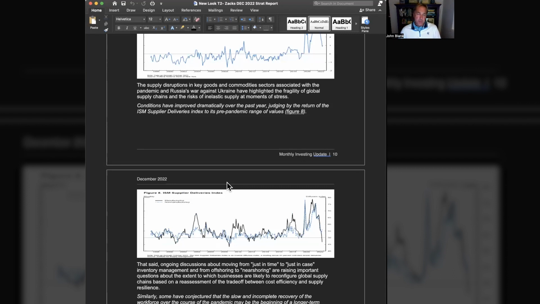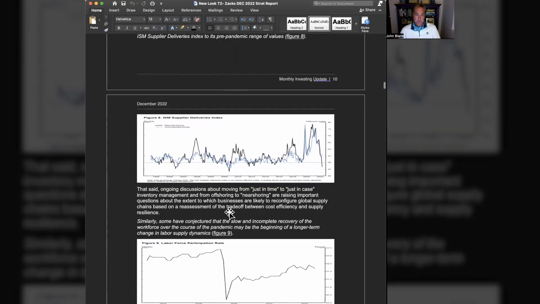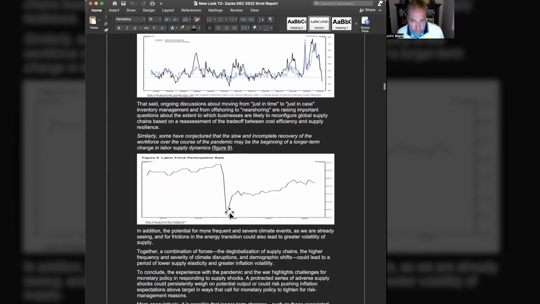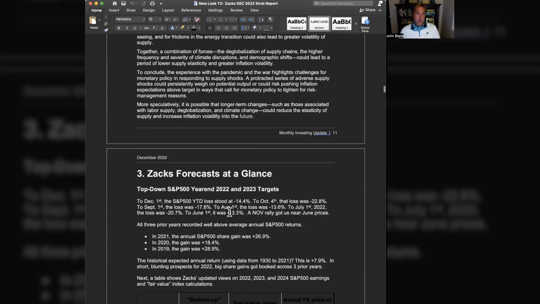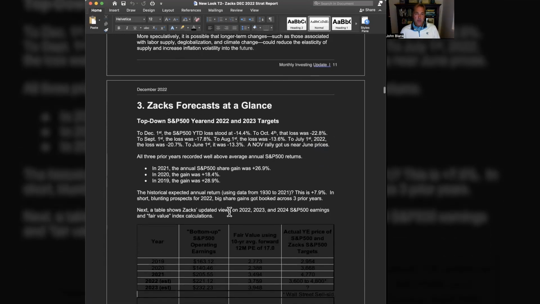By the way, I produce and handle in this report the ISM, and I have a formal agreement with ISM to put it in my report, and I'm grateful for that. I use that because I think ISM is critical for forward-looking work. It goes in the economics part of this review. Okay, then we got labor force participation, and then, of course, we drop into the Zacks forecast at a glance.